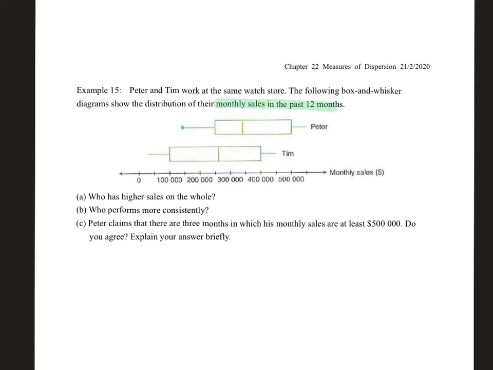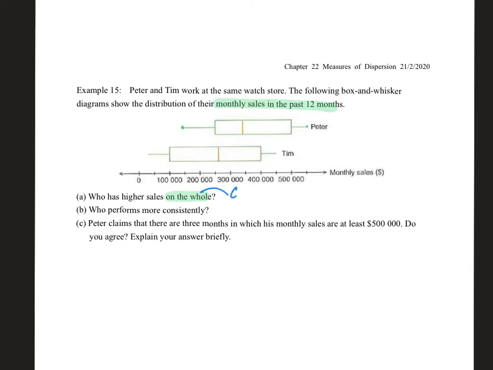in 1 month. The highest value would be 550,000 in a certain month. So in Tim's box and whisker diagram, you can do a similar thing. Now, first of all, part A is talking about who has the highest sales on the whole. On the whole, what does that mean? Can you make a guess?